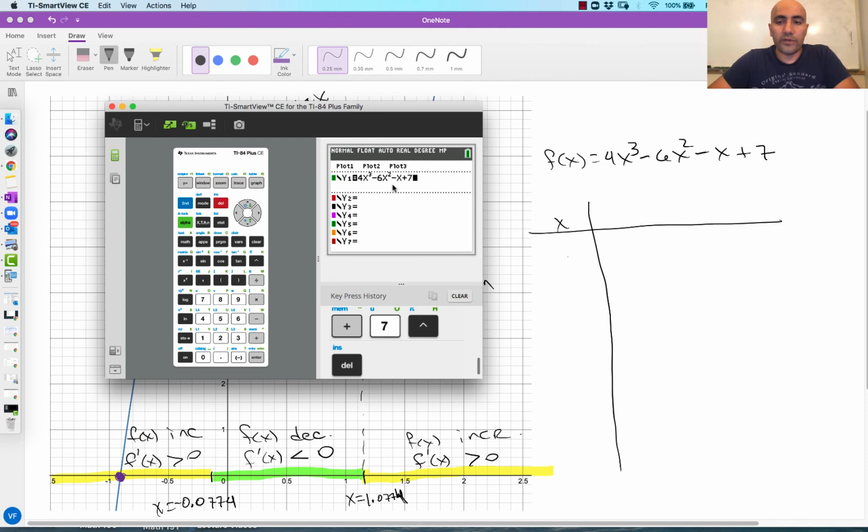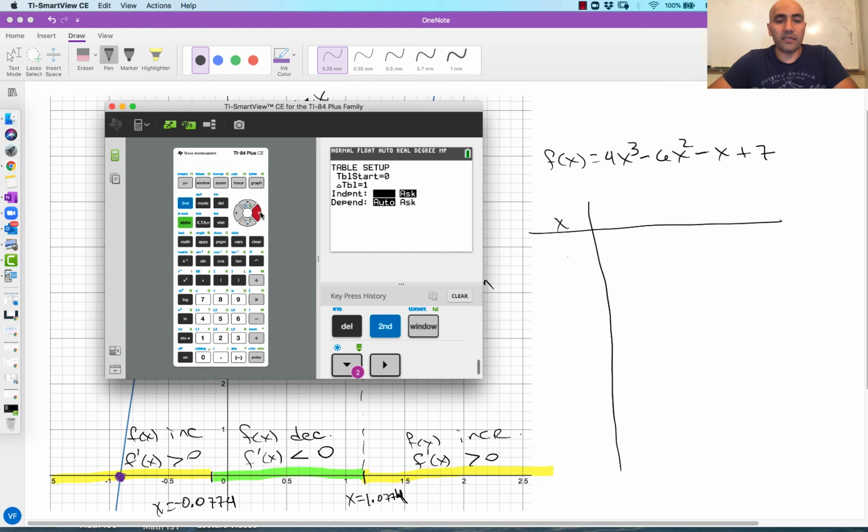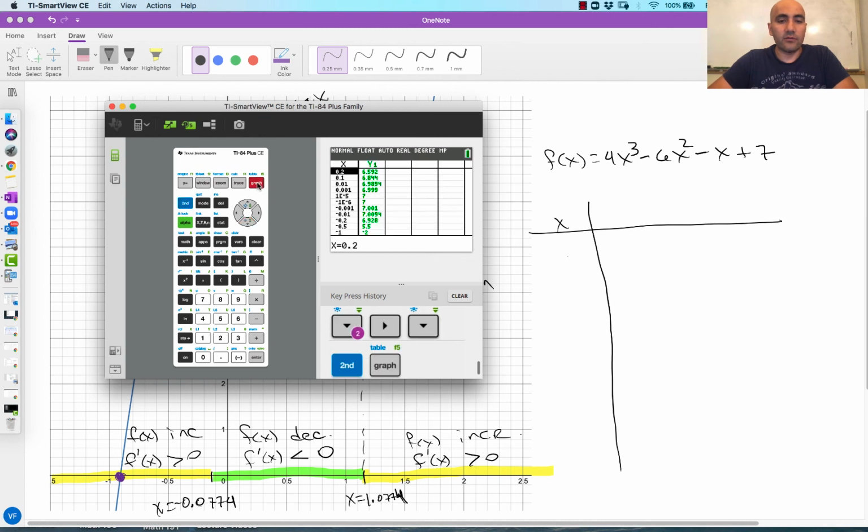Okay, so we type in our equation. Next, we're going to go over to where it says table set. So second table set. Make sure that independent is under ask, and dependent is under auto. If it's not like that, use your arrows to come down and select it to be like that. Okay. Next, you're going to hit table. So hit second table, and then whatever is already there, delete, delete, delete.